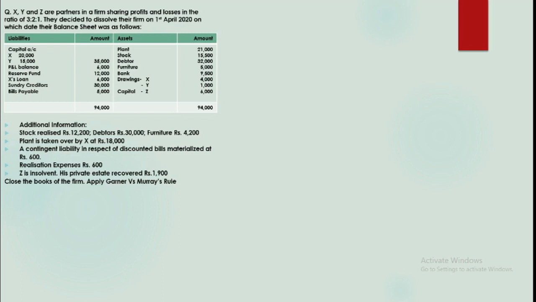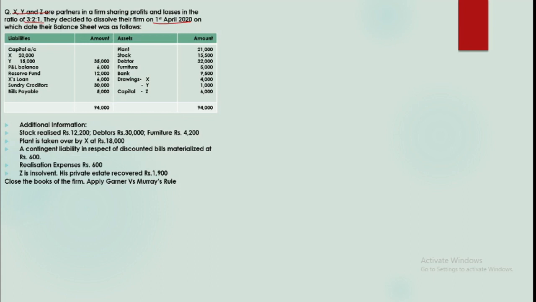Now the question says X, Y and Z are partners. Okay, they are sharing profits and losses in this ratio. The firm is dissolved on 1st April. Okay, when we read the balance sheet, our aim is to split it into two parts: what goes in partners' accounts and what goes in realization.